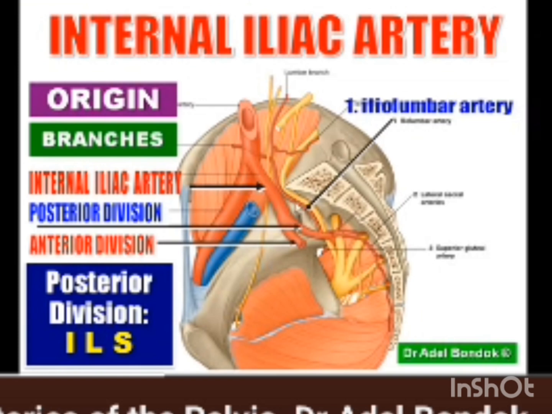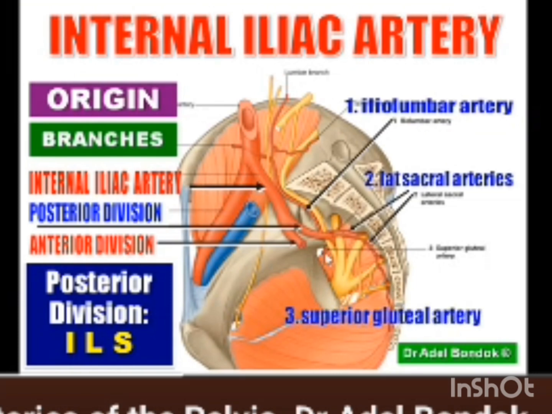Second one, this one, lateral sacral arteries. Lateral sacral arteries are two, and each one divides into two, which enter the anterior sacral foramina. And the third one is the superior gluteal artery, this one. So the posterior division gives three parietal branches: iliolumbar artery, two lateral sacral arteries, and superior gluteal artery.